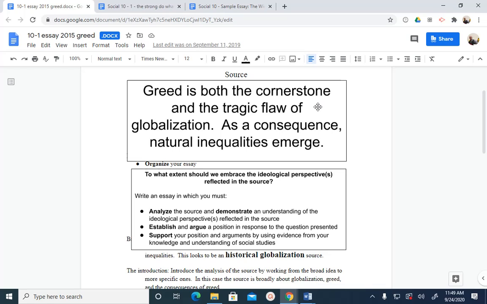Is globalization something we should embrace? And if so, how do we know it from the language? What language says it's a good thing? Or is globalization something we need to be concerned about, something we should reject? And if so, what language announces that perspective?